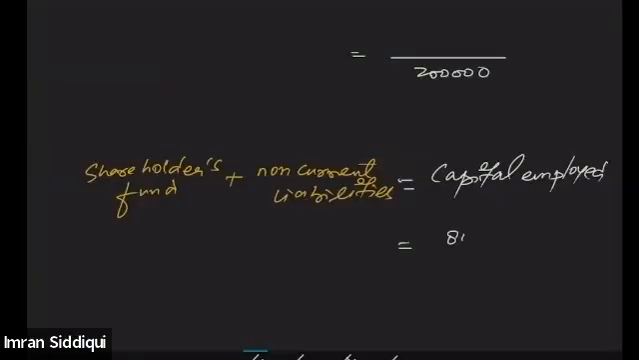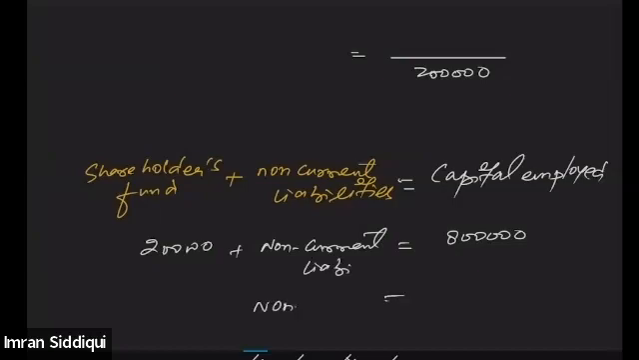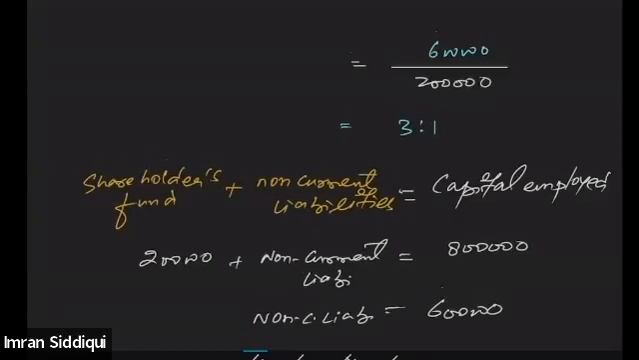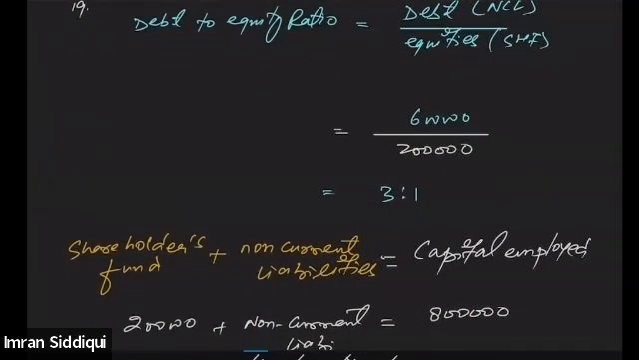Capital employed is 8 lakh, and shareholder fund is given as 2 lakh plus non-current liabilities. So non-current liabilities equal 6 lakh. So 6 lakhs divided by 2 lakh will be 3:1. This is the answer. Please note this down quickly. I've been done writing this.